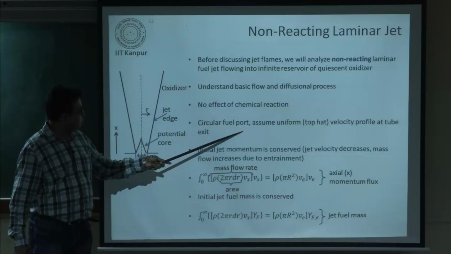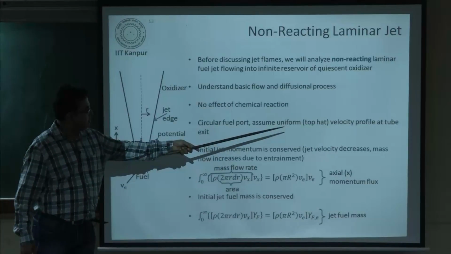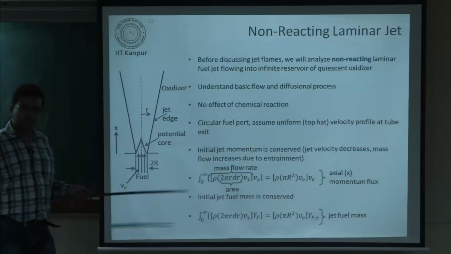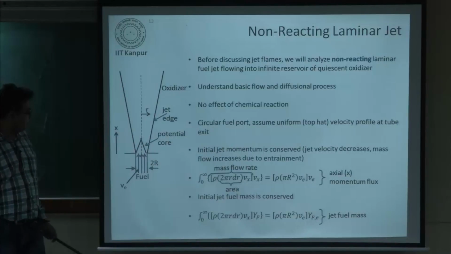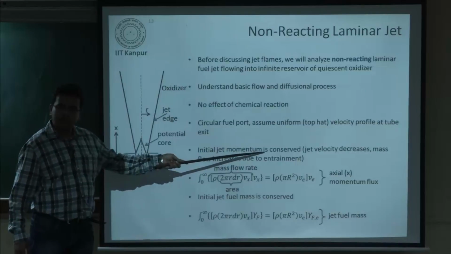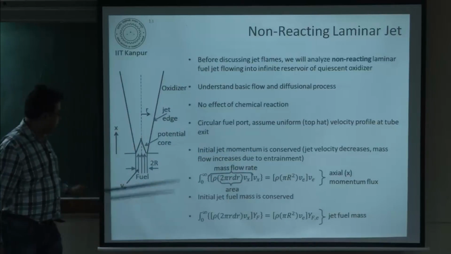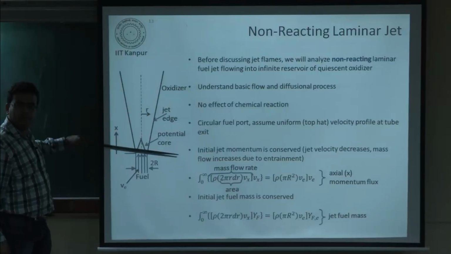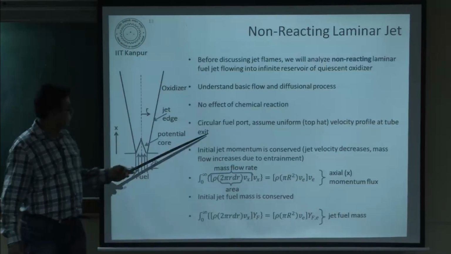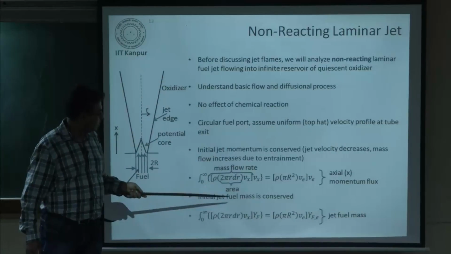So, we have the circular fuel port, and we assume a uniform, that is the top hat, velocity profile at the exit of the tube. Okay. So, initial jet momentum, as I said, will always be conserved. Whatever distance you go downstream, the momentum has to be conserved, right. So, the initial jet momentum you can express like this.